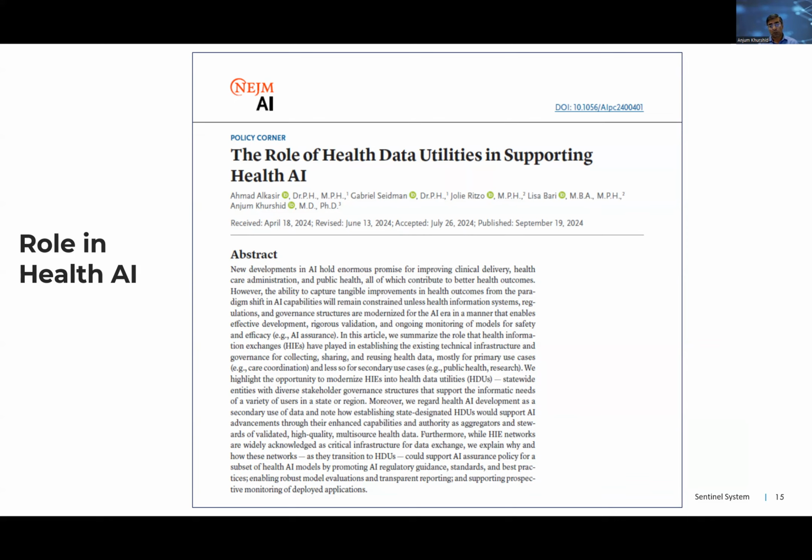And so this paper basically offers, along with my co-authors, a policy recommendation to consider the unique role that HIEs and HDUs can play in supporting the future development and evaluation of responsible AI applications.